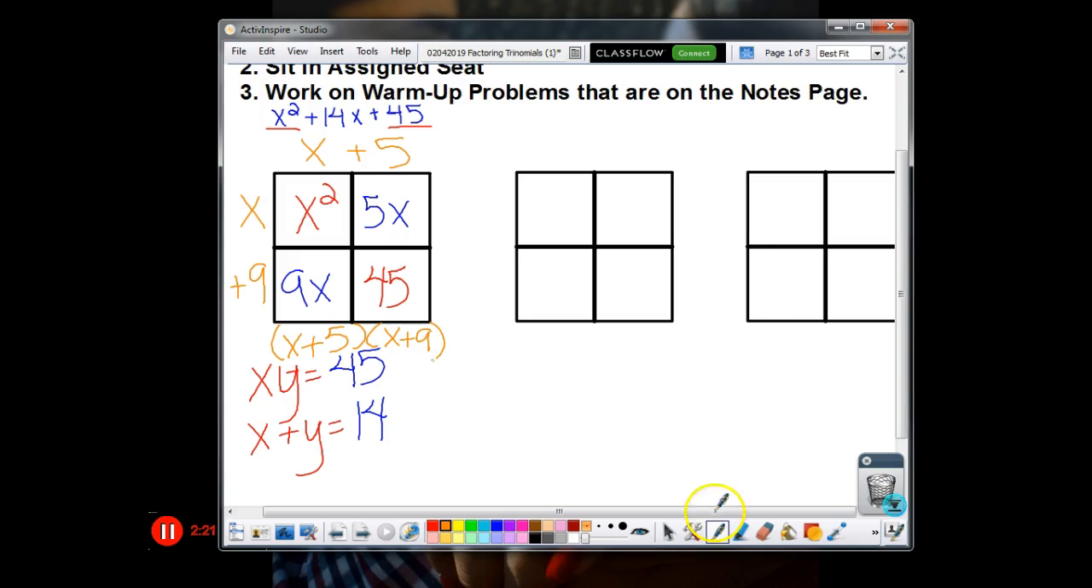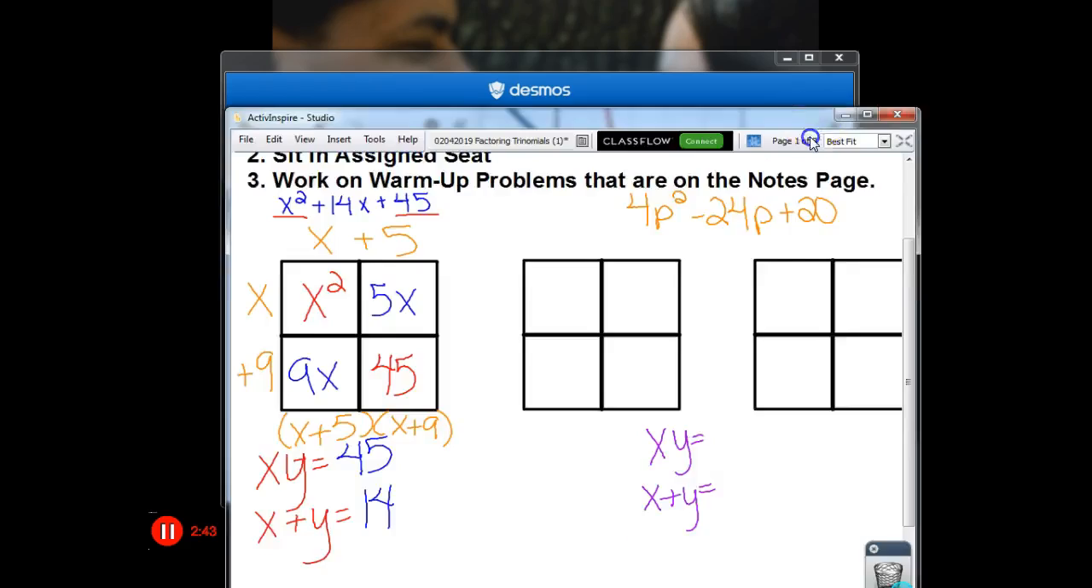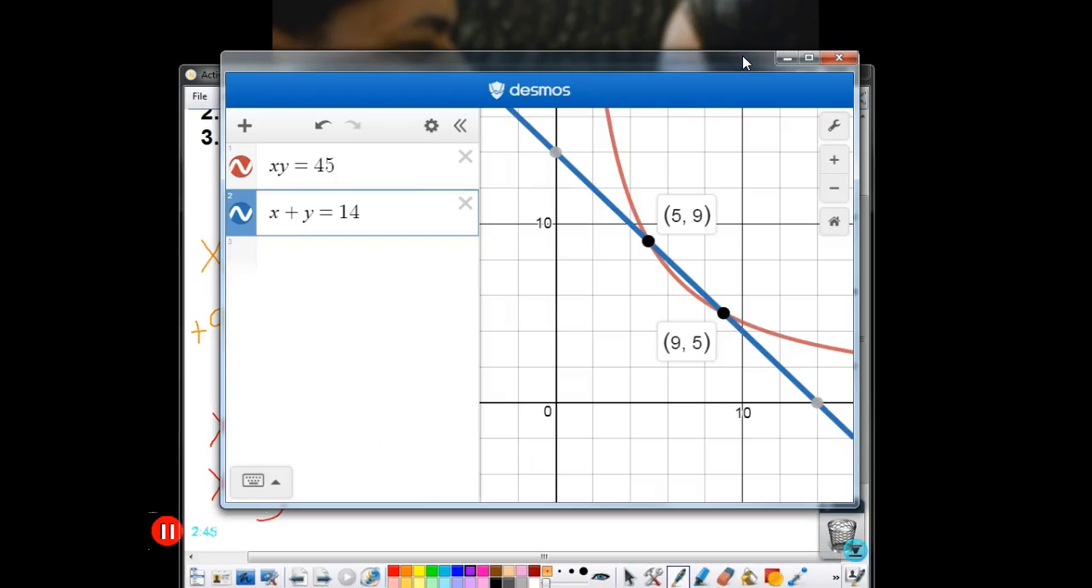Okay, so the last one was 4p squared minus 24p plus 20, right? So if I'm figuring out what I'm putting in Desmos, it's xy equals, and then x plus y equals. But I need to do something first. What do I have to do first? GCF, good. You got to check your GCF. I almost forgot.